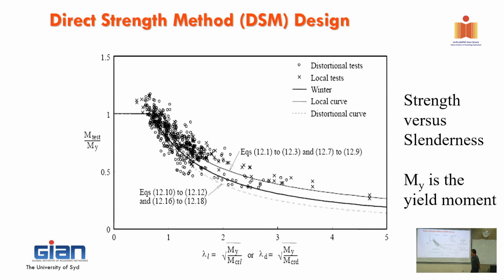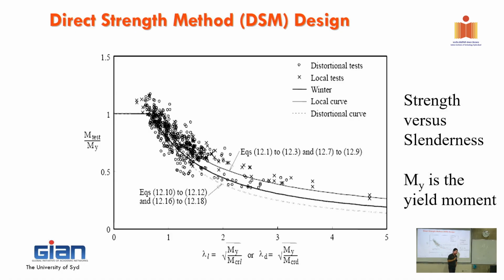Right, so this is the heart of the direct strength method. Professor Ben Schafer and Professor Peköz, at that time, I think in 1998, collected all the testing data from all around the world. So you got thousands of testing data, and he plotted it into that very important figure, and that is where the direct strength curve comes in. All right. So he proposed two curves in here. One is for distortional buckling strength, and local buckling in here.